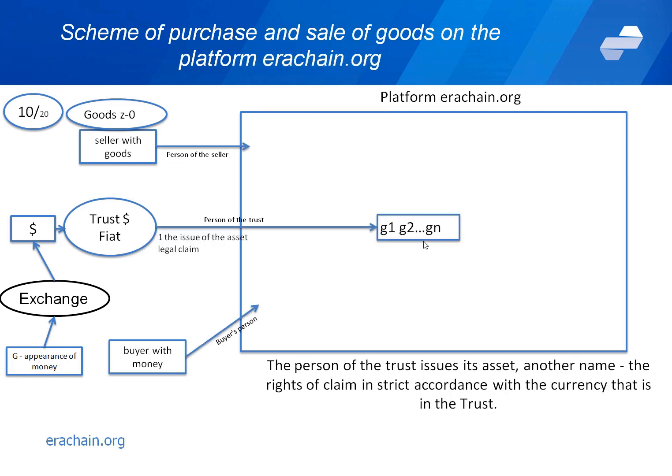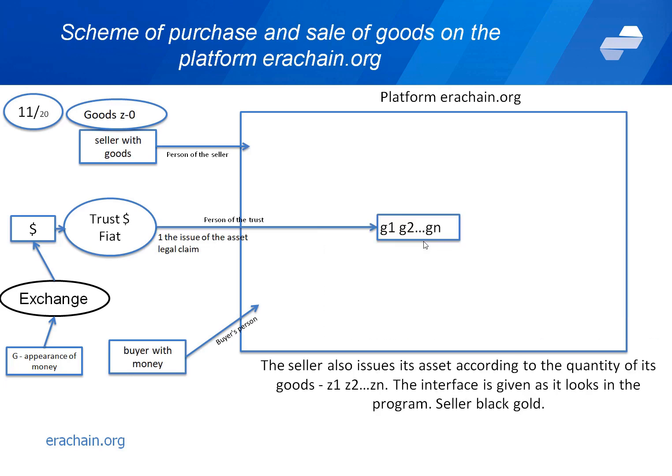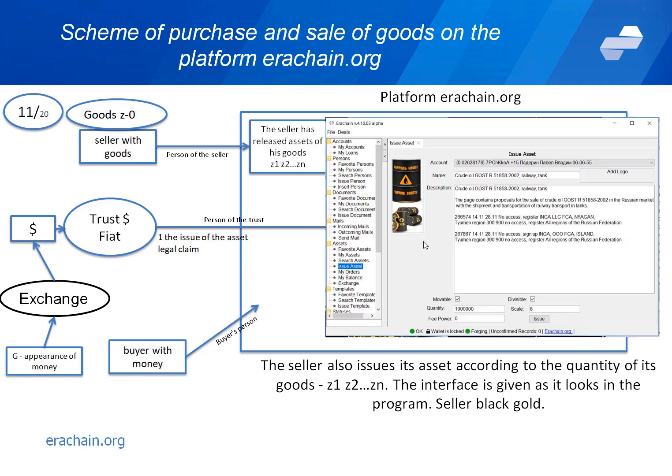The person of the trust issues its asset, another name, the rights of claim, in strict accordance with the currency that is in the trust. The seller also issues its asset according to the quantity of its goods, Z1, Z2, Zn. The interface is given as it looks in the program.